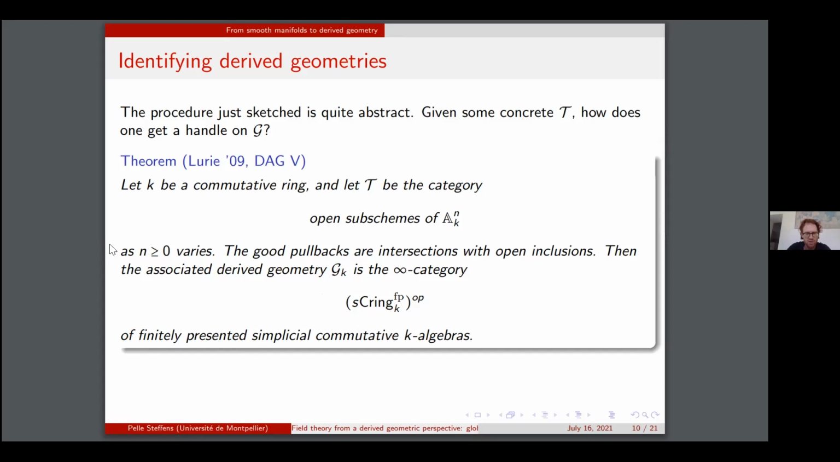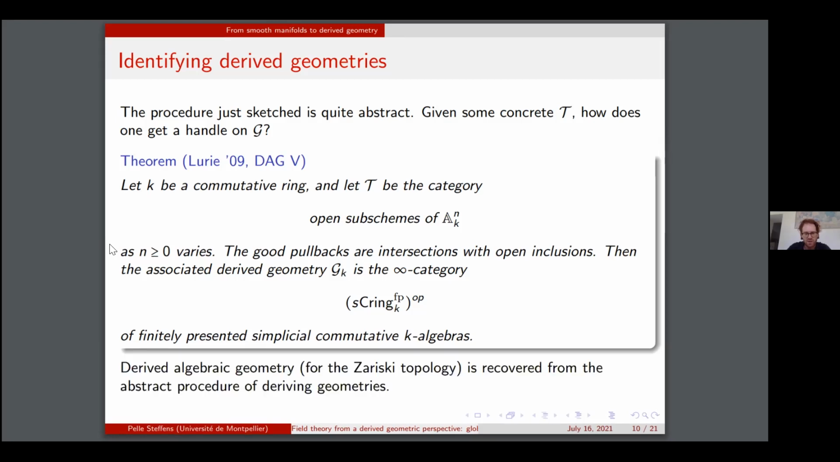We don't even need to make an ansatz or do something ad hoc to recover derived algebraic geometry from smooth non-singular algebraic geometry over K.